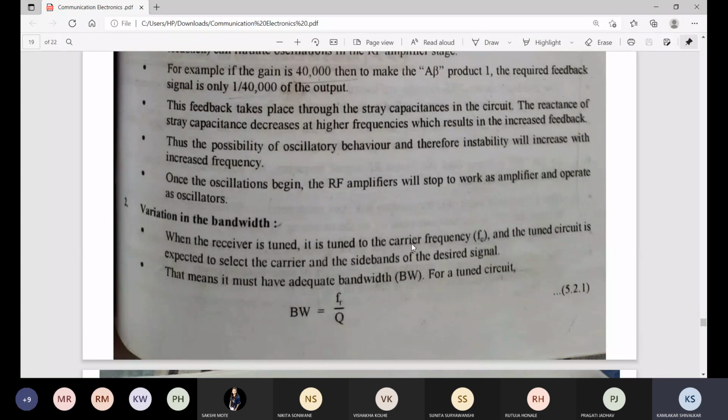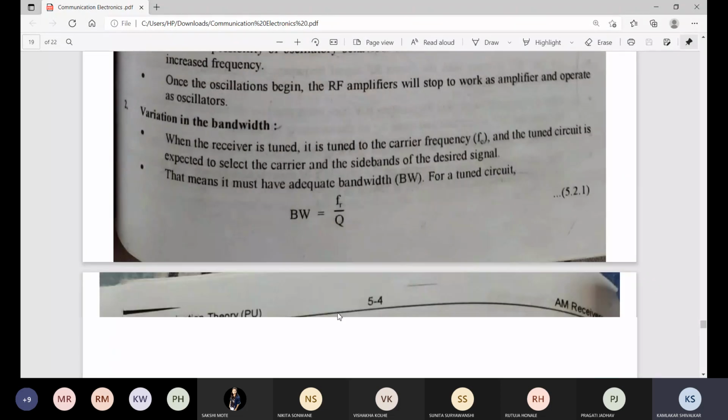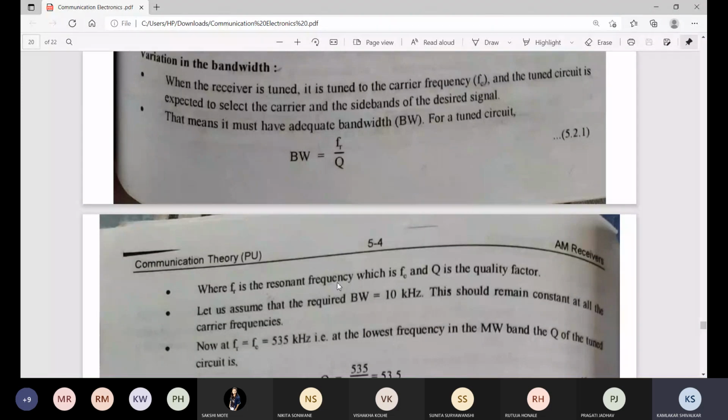Right, as we tune the circuit, we have to tune the circuit on the middle frequency as well as on the sideband of that carrier frequency, lower sideband and upper sideband. Then that means it must have adequate bandwidth for a tuned circuit. And the formula for the bandwidth is the resonant frequency upon quality factor. So FR is the resonant frequency and Q is the quality factor.